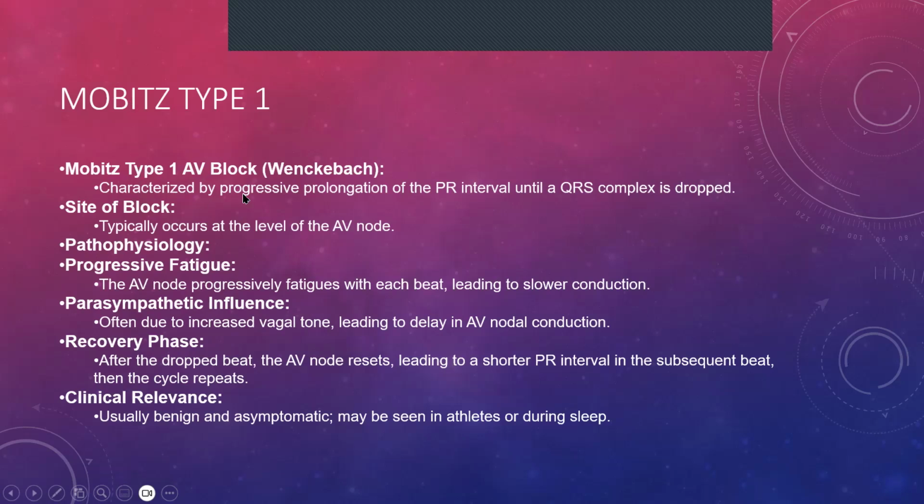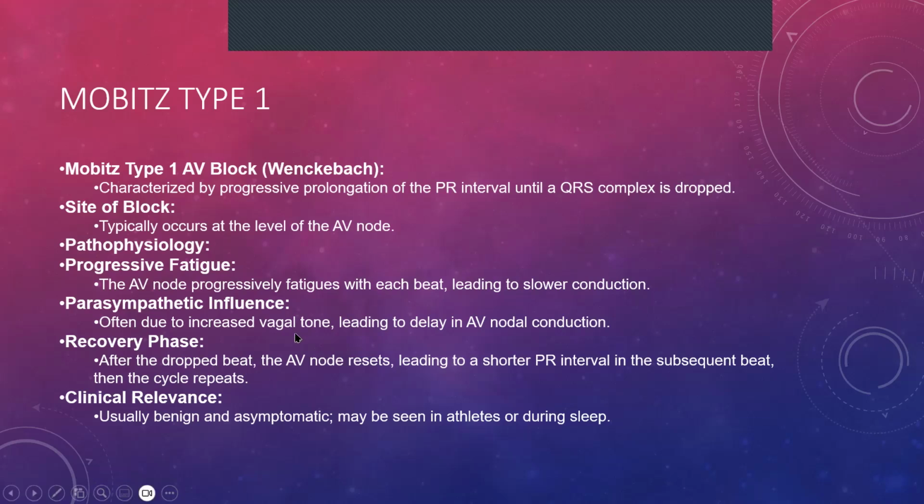So as we had said, it's characterized by progressive prolongation of the PR interval until the QRS is dropped. So the problem is normally at the site of the AV node. So the question is, what is happening? Why are you dropping this beat? So the pathophysiology behind it is that the AV node progressively fatigues with each beat, leading to slower conduction. So what that means is that the AV node is receiving the signal from the atrium, but because there's a diseased AV node, it takes longer for it to react to that, and that's why you have the slowing of the conduction until eventually it can't conduct anymore.